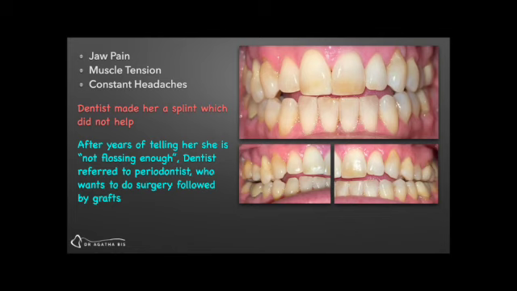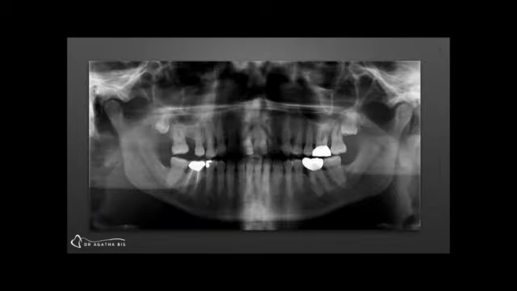And so here's her pan. And what I want to point out, just at first glance, is that she's got very localized areas of bone loss. So her upper right, upper left, and lower left have significant bone loss. Actually, upper right is severe and upper left is severe, but they're very, very localized. And these are the areas that the periodontist wants to do surgery on.